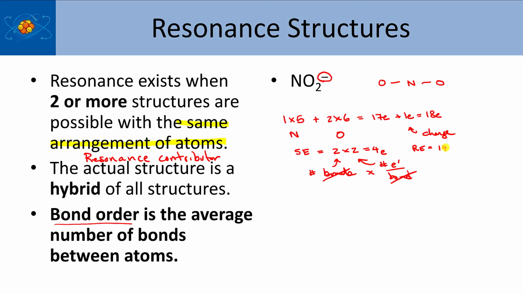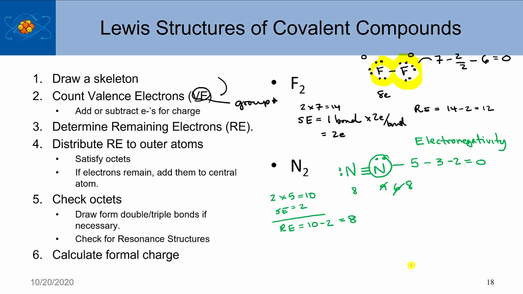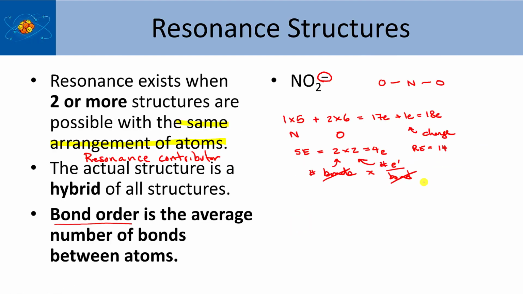So what you do next is you distribute the remaining electrons. Typically we do the outside atoms first, and generally as I mentioned before, we'll be using electronegativity to determine where the electrons go if there's a choice of different electronegativities. Here we have oxygens on both sides, so it doesn't really matter. So I'm going to go 1, 2, 3, 4, 5, 6. That completes my octet for that oxygen because of the 2 electrons in that bond. And then 7, 8, 9, 10, 11, 12.